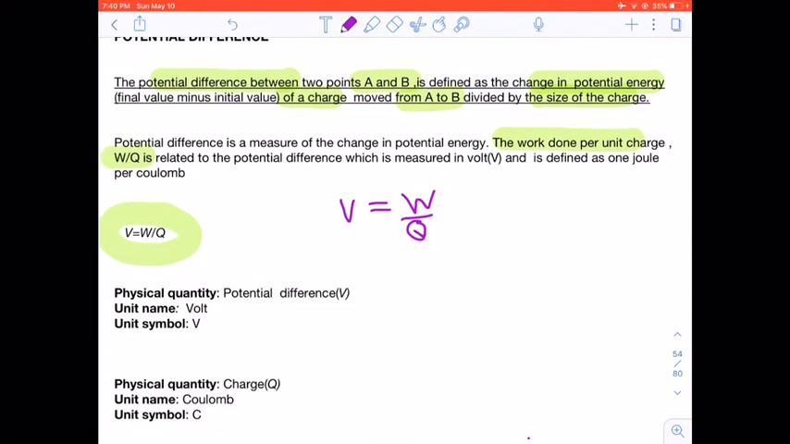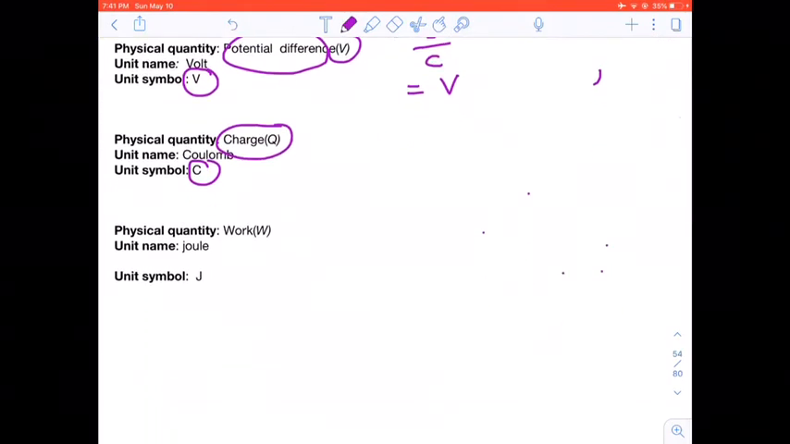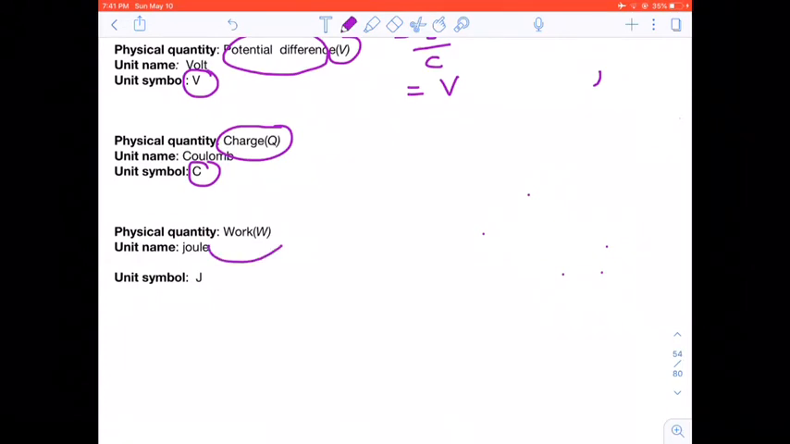The unit of work is joules. The unit of charge is a coulomb. So a joule per coulomb is a volt, right? And the physical quantity potential difference is given by V, and the symbol for its unit is volt. Charge is measured in coulombs, and work is measured in joules.